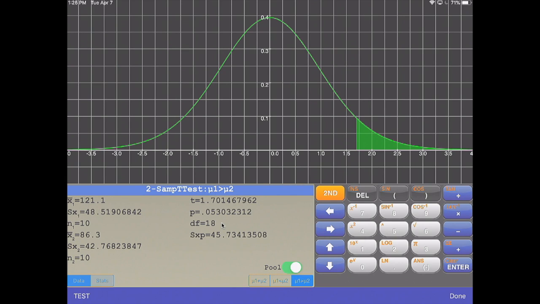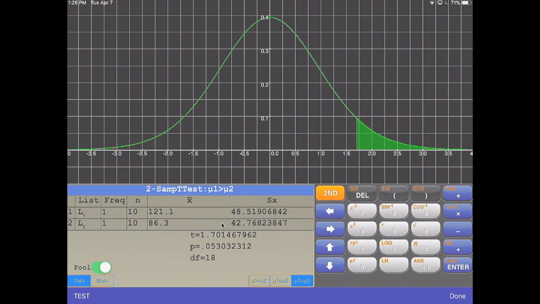Another way to get that to show up is to go to the data and make sure that you're using list 1 and list 2. It has the important information there, the t-score and the p-value, and you can see the degree of freedom was 18. Because it's set to pooling the data together, the degree of freedom is 18.